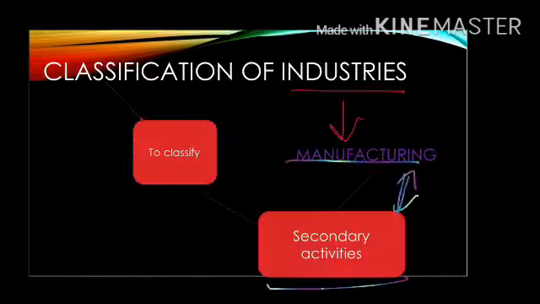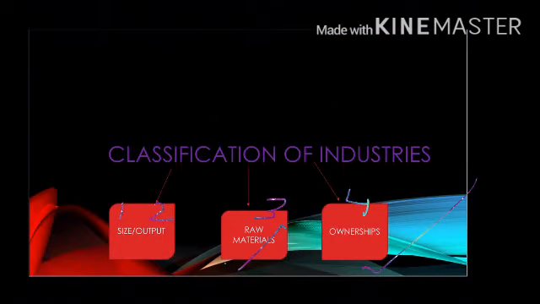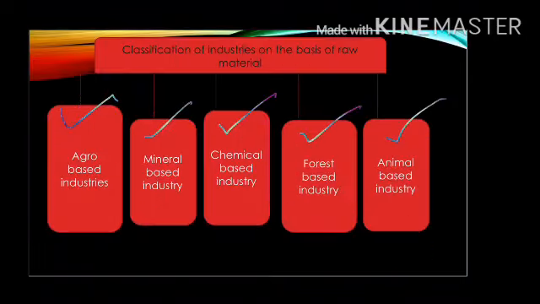So let's get started. When I talk about classification of industries, classification means to classify something, and industries is related to manufacturing, and manufacturing is done in the secondary sector. So both these two terms, manufacturing and secondary sector, are interrelated. Classification of industries is on different bases. First is size, second is output, third is raw material, and fourth one is ownership. But in this video we are going to talk about classification on the basis of raw material and on the basis of ownership.